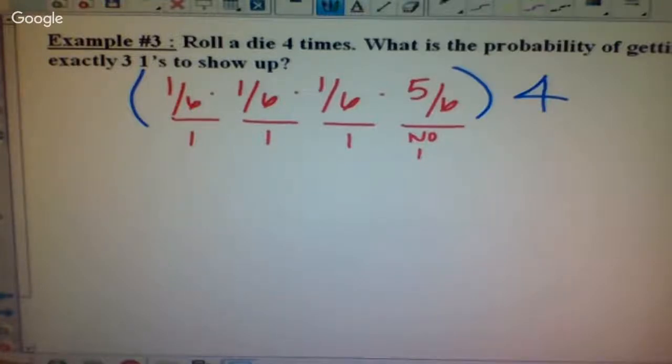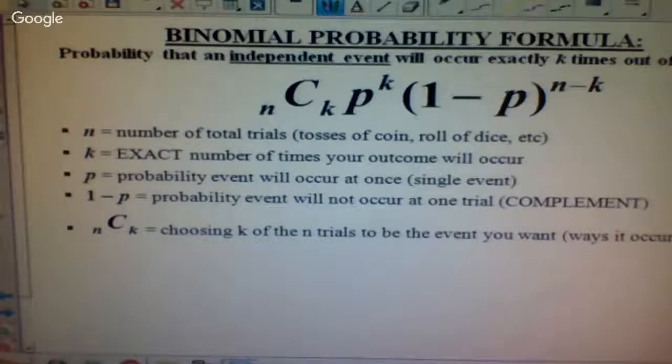But there's 4 different ways I can have my ones. They can be in the first 3 slots. They can be in the last 3 slots. They can be in the first and the last 2. They can be in the first 2 and the last 1. There's 4 different ways to organize your ones. Or we can use what you see below, which is this. This is the most fantastic formula you will ever come across in probability. It is fantastic.